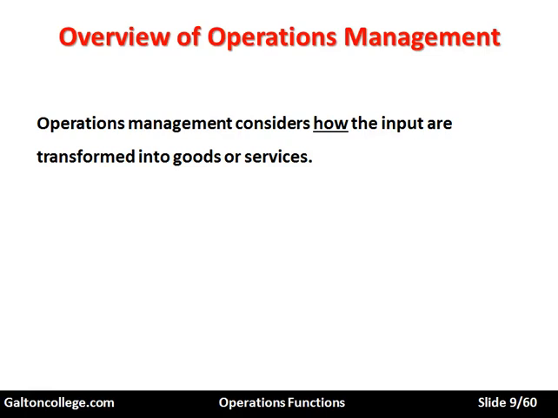Operations management considers how the inputs are transformed into goods and services. So it looks at how this happens. How does the transformation process take place? What's the best way to transform inputs into outputs, to transfer the essence of these, if it's raw materials, to transfer, if you like, the value of all the inputs across into the value of the output.